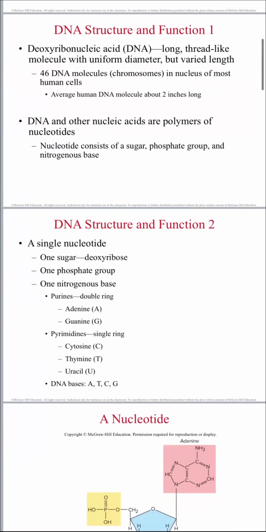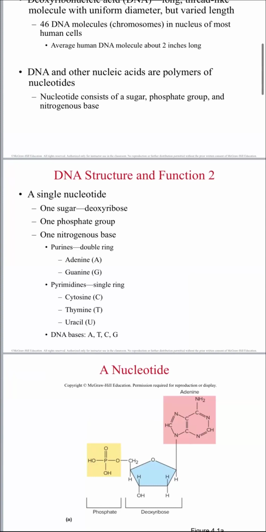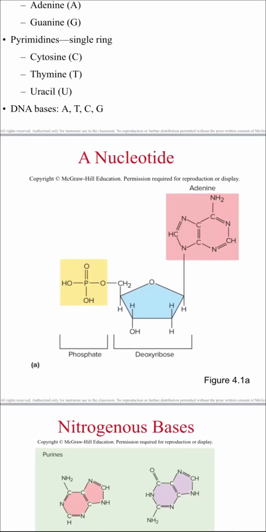Now, DNA and other nucleic acids are polymers of genetic material we call nucleotides. Nucleotides consist of a sugar, a phosphate group, and some kind of nitrogenous base that allows us to differentiate one nucleotide from another. Here we can see a single nucleotide a little bit better. A nucleotide has a phosphate group, in yellow, a sugar, which, DNA being deoxyribonucleic acid, is deoxyribose, and then a base. Here in the pink, the base is a large double ring structure that we call adenine.